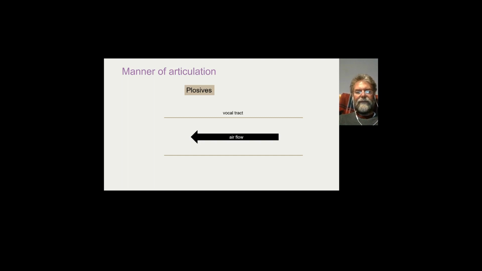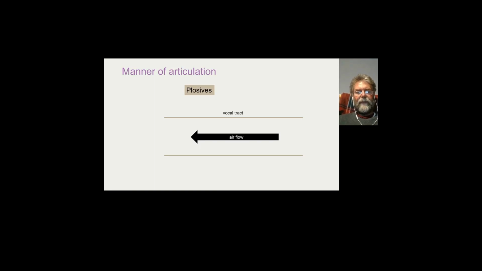So we've got different ways of describing language sounds. There's like a two-way axis here. You've got place and manner of articulation. Manner looks at what you do to produce a sound. The first one we're going to look at are known as plosives.